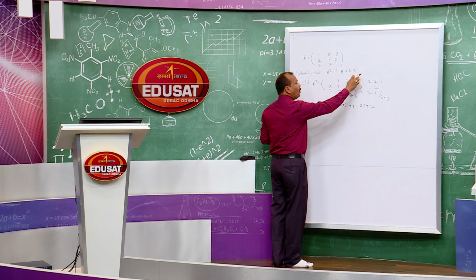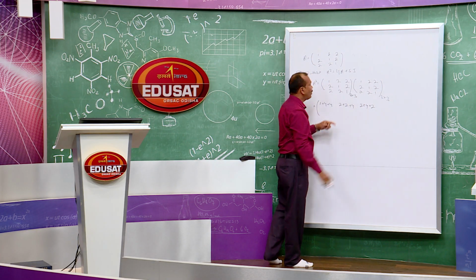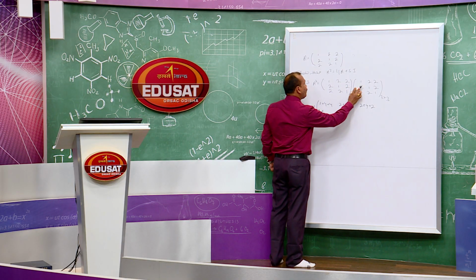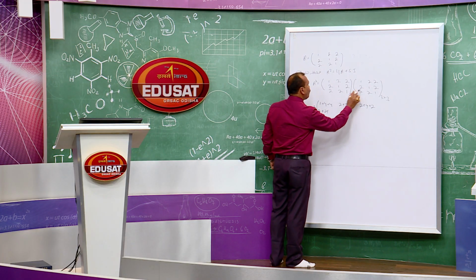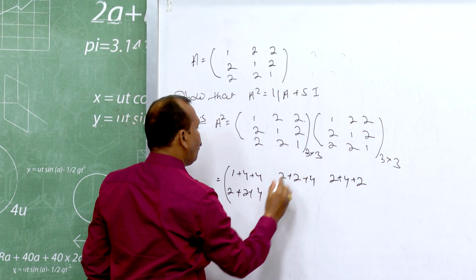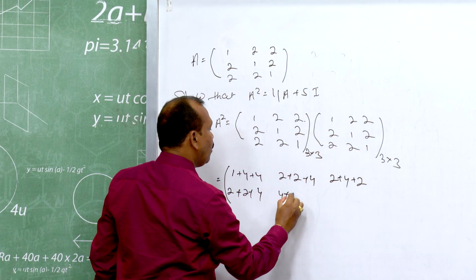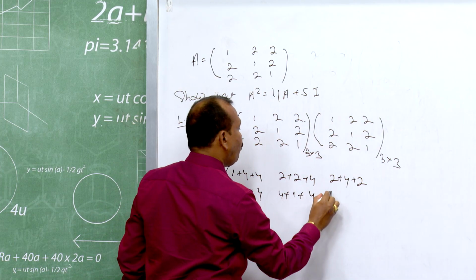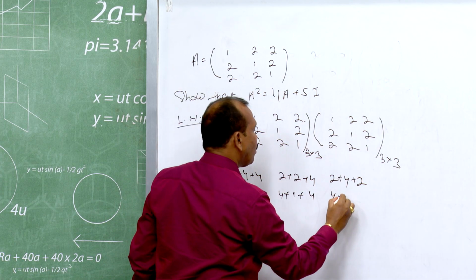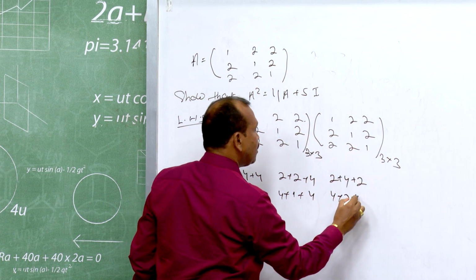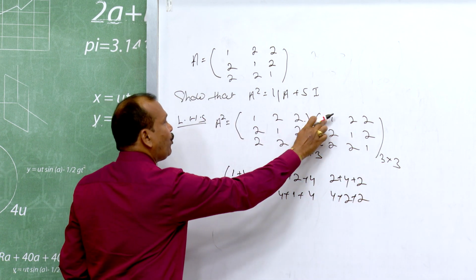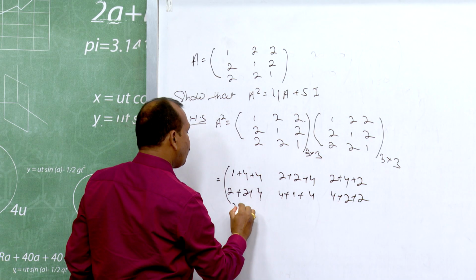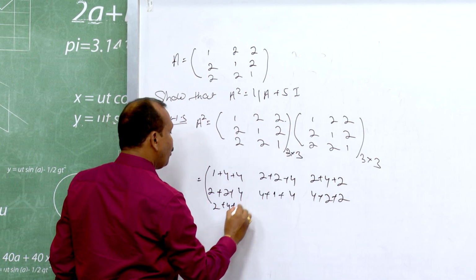Similarly, second row with first column, second column and third column. 2 into 1, 2 plus 1 into 2, 2 plus 2 into 2 is equal to 4. Then 2 into 2, 4 plus 1 into 1, 1 plus 2 into 2 is equal to 4. Then 2 into 2 is equal to 4 plus 1 into 2 is equal to 2 plus 2 into 1 is equal to 2. 2 into 1 is equal to 2, 2 into 2 plus 4 plus 1 into 2 is equal to 2.